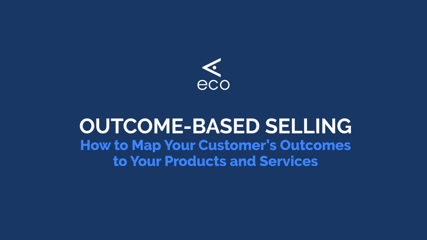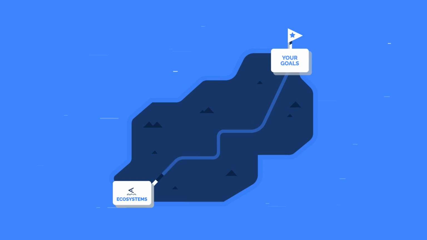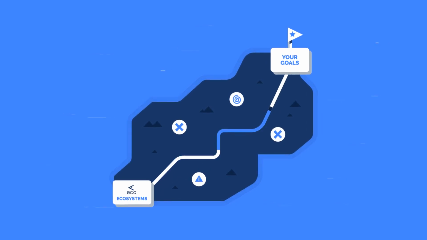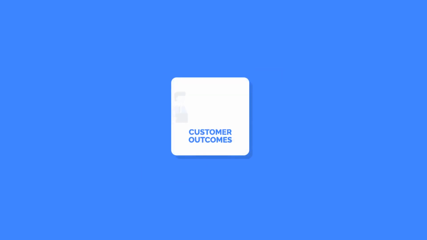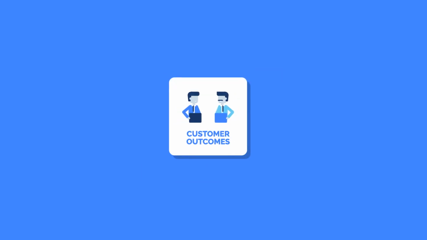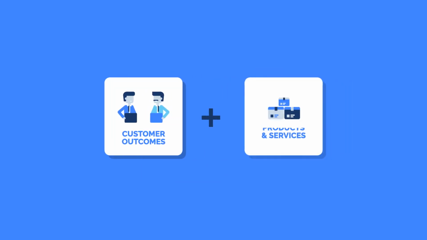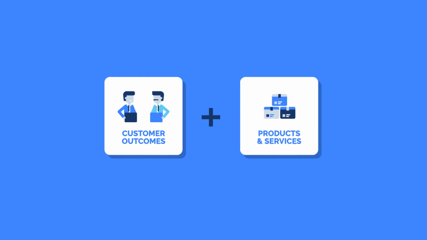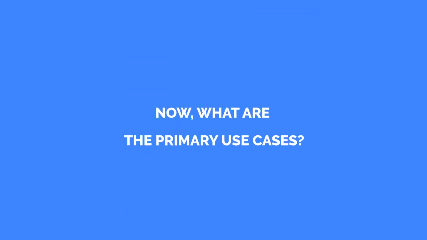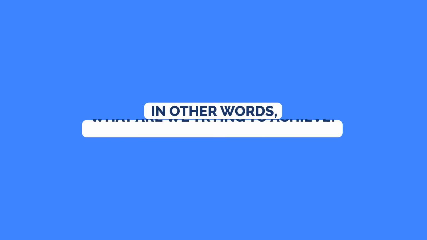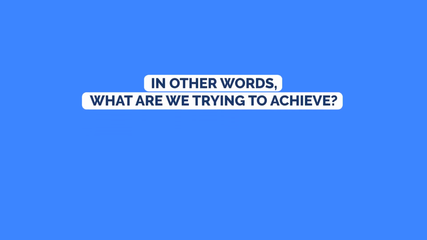Well, welcome to Outcome-Based Selling, and in this module, what I'd like to talk about is how we can use the ecosystem platform to help us better map customer outcomes to both the key decision makers on their side, as well as the products and services that we're offering. Now, what are the primary use cases?